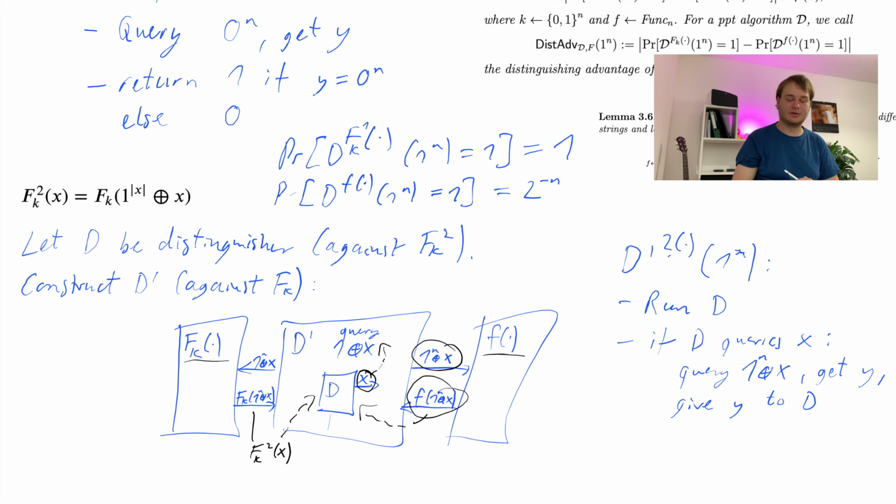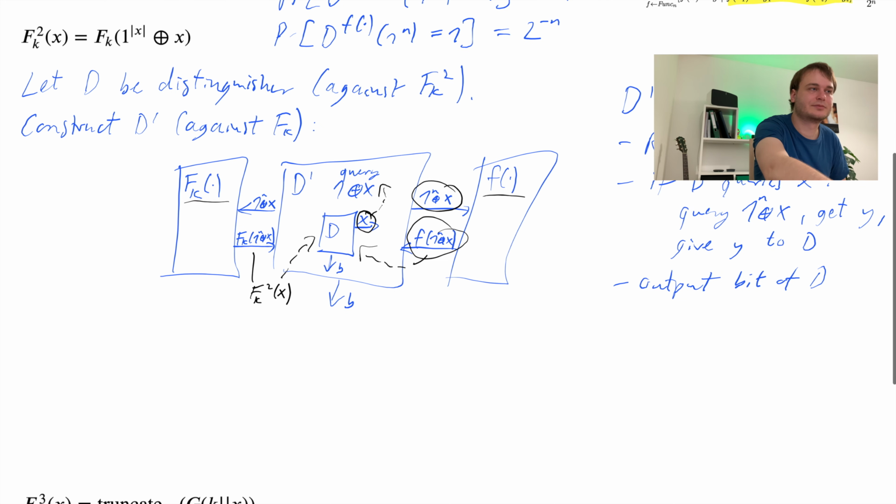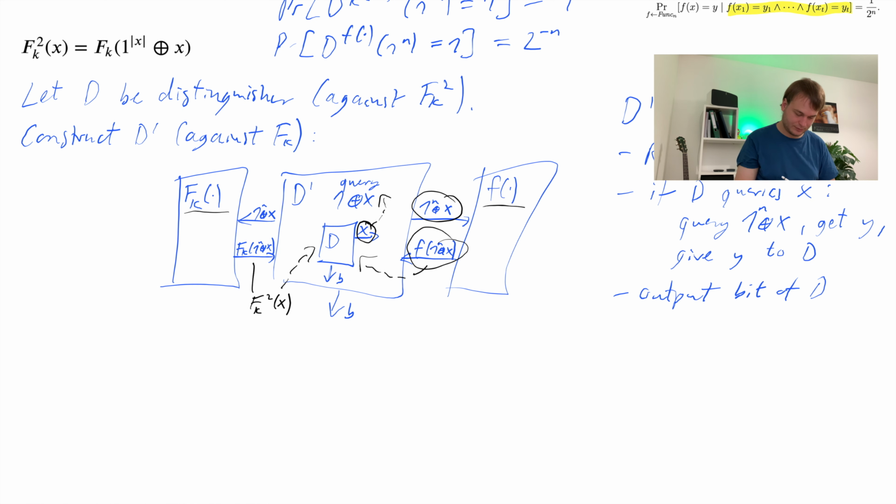So now we can finish this whole thing. At some point d will stop asking queries, and it will output a bit b. And what will d prime do? It will also just output a bit b, the same bit b. Okay, so essentially in the code, it will just output the bit b. And then we can analyze the actual success probabilities, which is just formalizing what we've seen before.